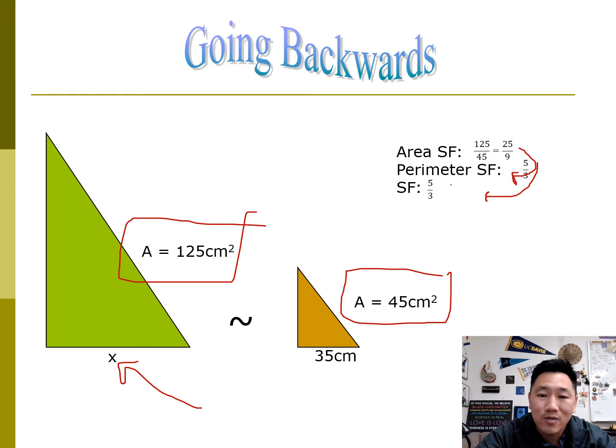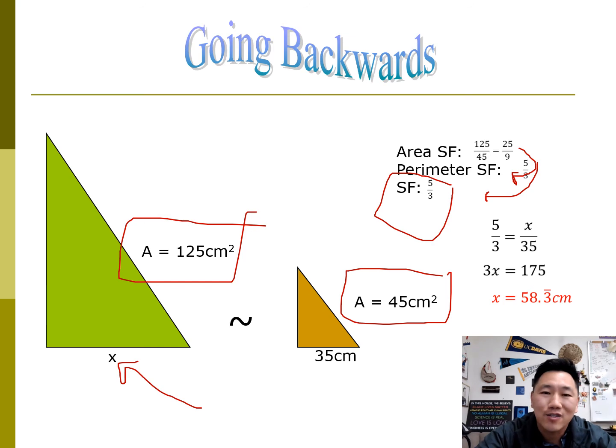So you're going to actually use the side scale factor to set up the problem. 5 over 3 equals x over 35. Cross multiply and divide. And there you have it. Scale factors. Go ahead and try the homework.